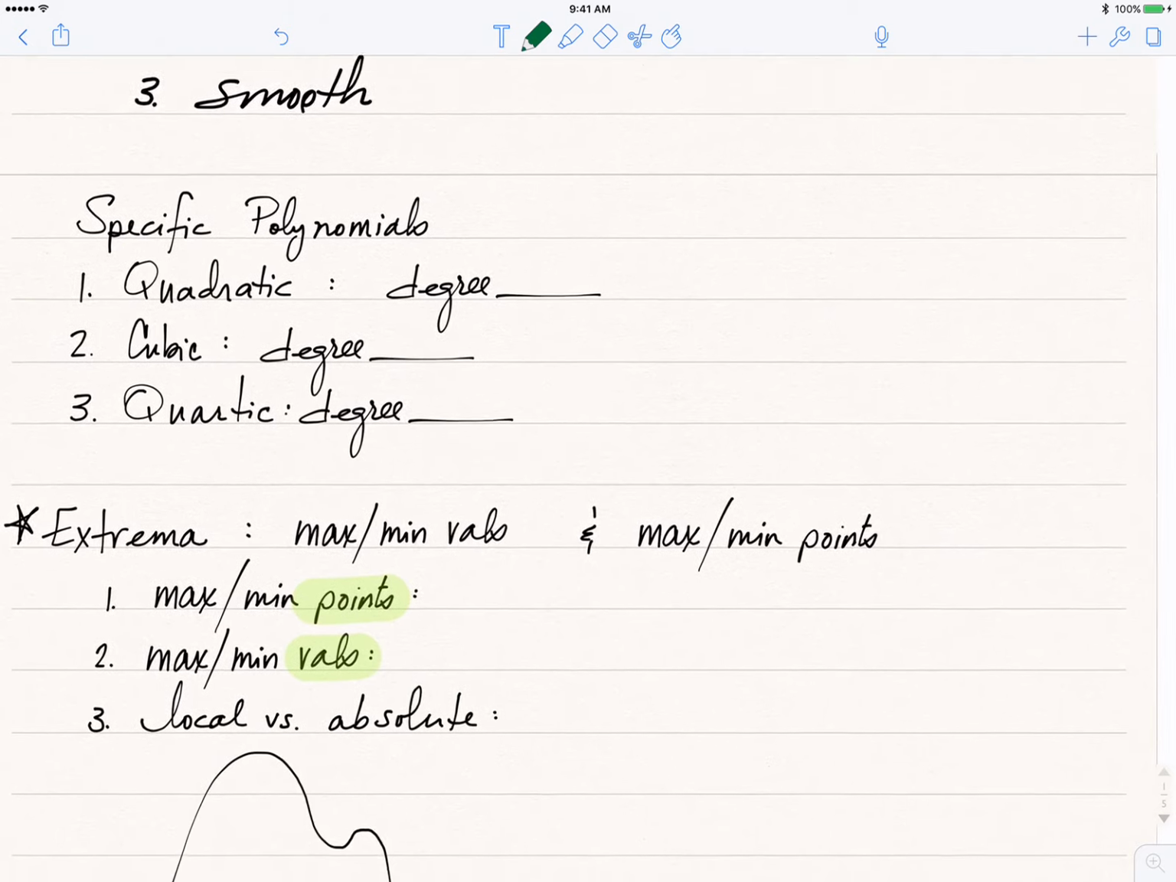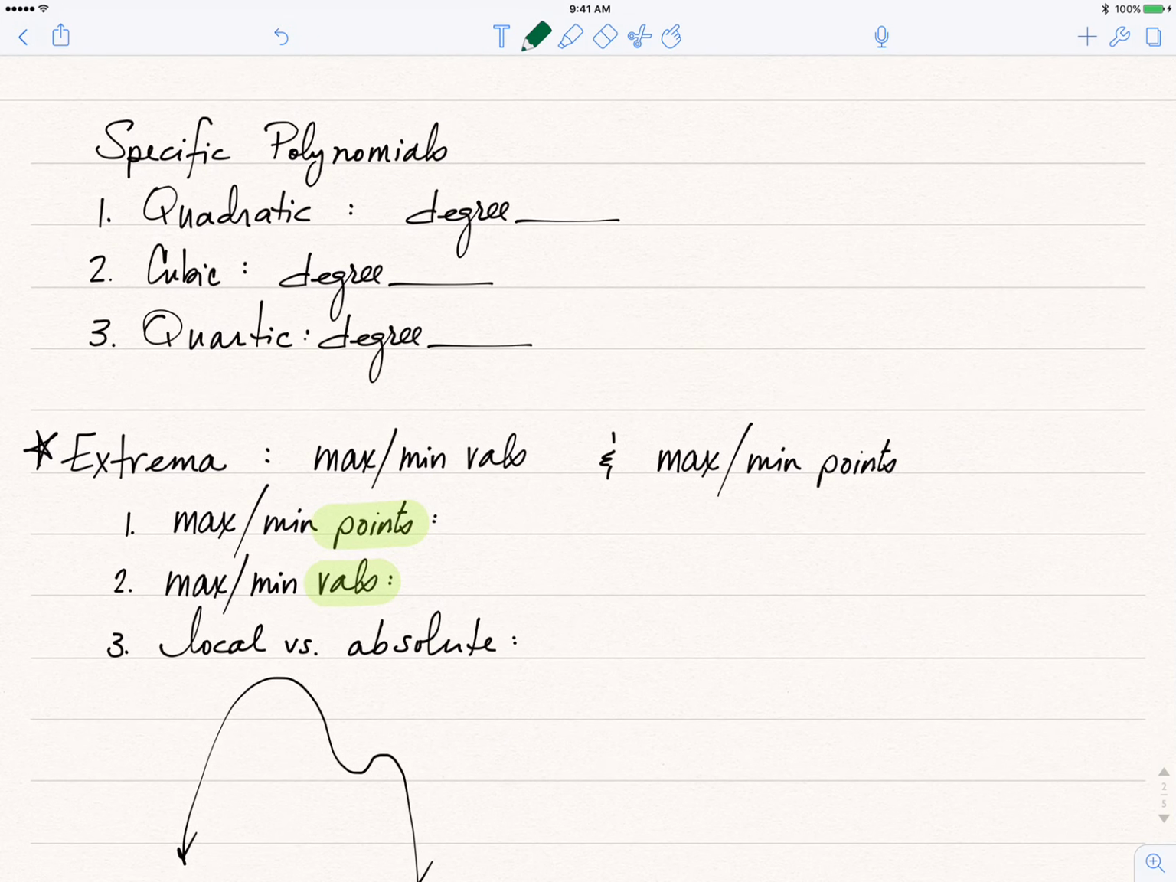Some specific polynomials that we have, the quadratic, we already know has a degree of 2. Think back to the parent cubic function, the parent cubic, and that has a degree of 3 because the highest power is 3. A quartic, we don't usually use that word very much, but a quartic would have a degree of 4. Anything else past 4, we don't really have a specific name for it.